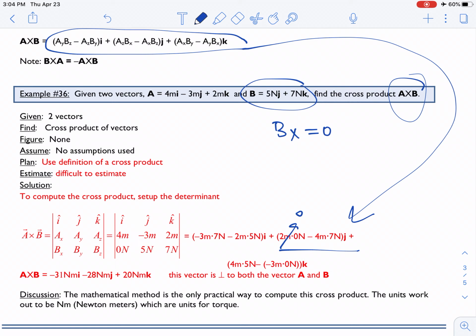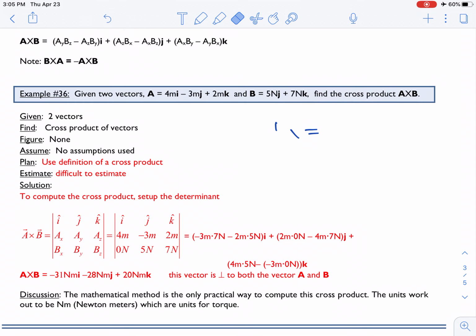And the last part is for this last piece, for the k hat. So since you're getting k hat, you're going to cover that, and you're going to go diagonally to the right. 4 meters times 5 newtons minus -3 meters times 0, but this goes to 0 anyway. So then you're just going to get a little bit simplified thing. So let's put these together now.